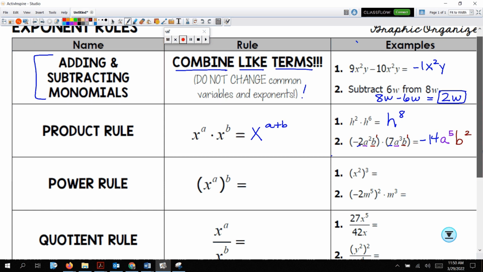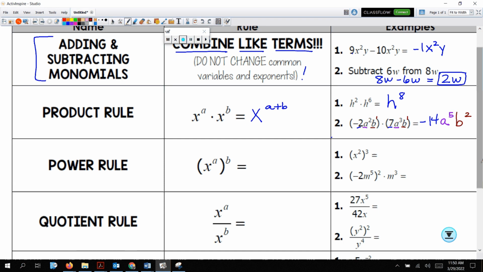All right, the power rule says when you're raising a base with an exponent to a power, you actually multiply. You just get multiplied together. Before, you just got added together, okay? So it's a little different. So this is x to the a times b. I know the little rule part is weird, but when we look at examples, it's not so bad.